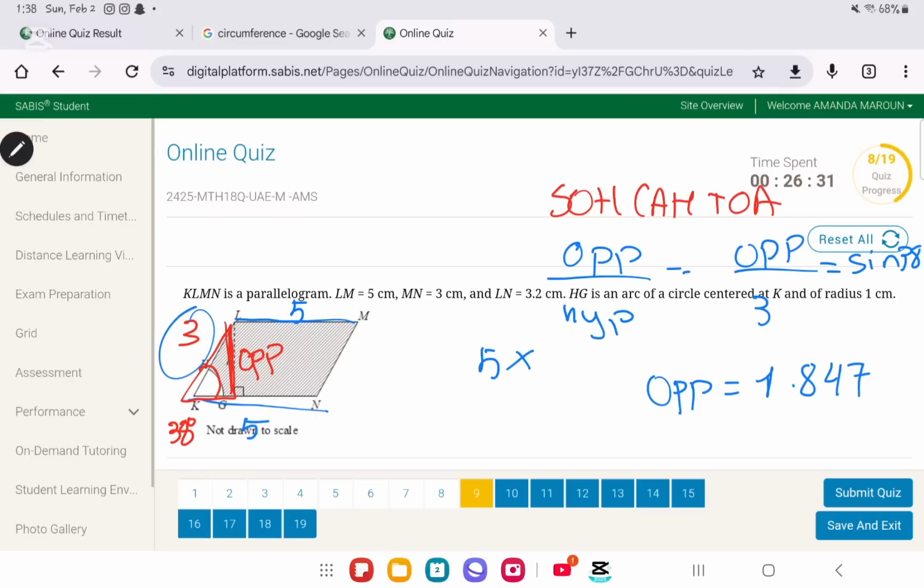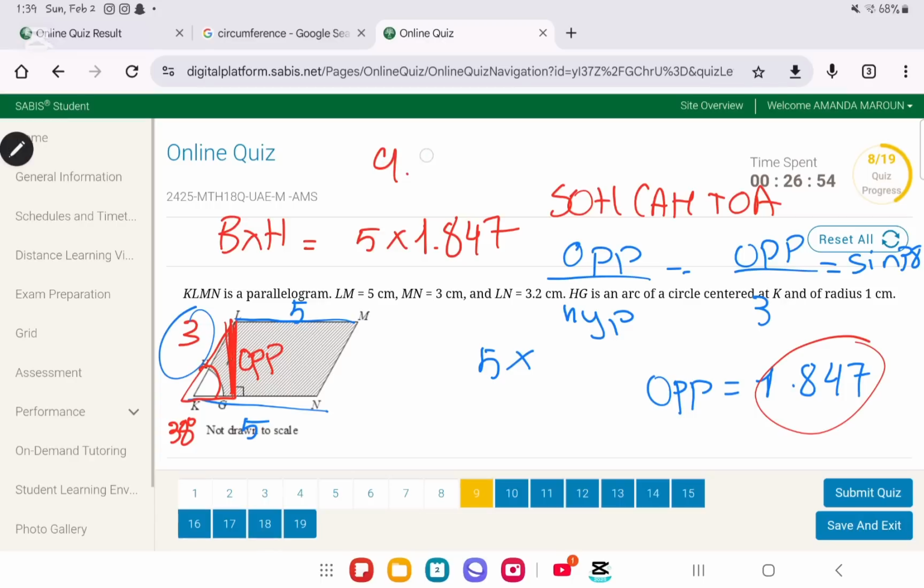Okay, so now to find the area, we're going to apply base times height. We have the base, which is 5, and then we found the height to be 1.847, so 5 times 1.847 will give us an answer of 9.235. But now what's going to happen is we're going to subtract from it the value of the area of the arc.